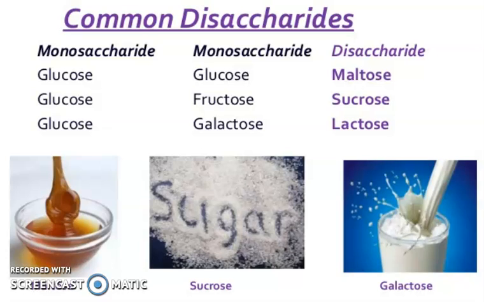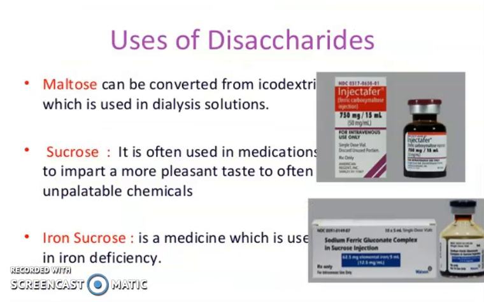Now, common disaccharides. You can see monosaccharides: glucose, fructose, galactose sugar; disaccharides: maltose, sucrose, lactose. You see the galactose. Uses of disaccharides: maltose can be converted to icodextrin, which is used in dialysis solutions. Sucrose is often used in medication to impart a more pleasant taste to often unpalatable chemicals. And iron sucrose is a medicine used in iron deficiency.